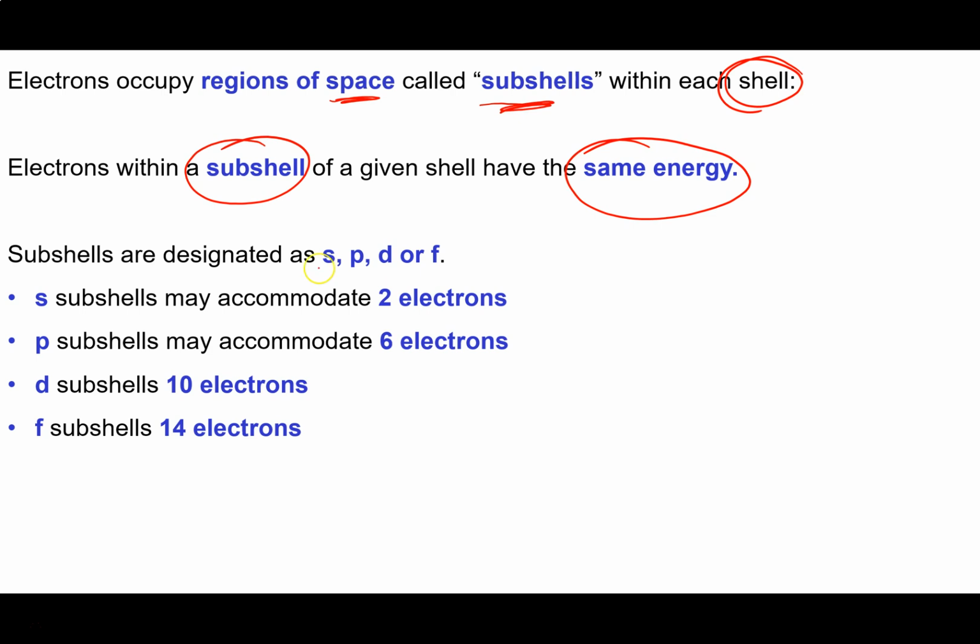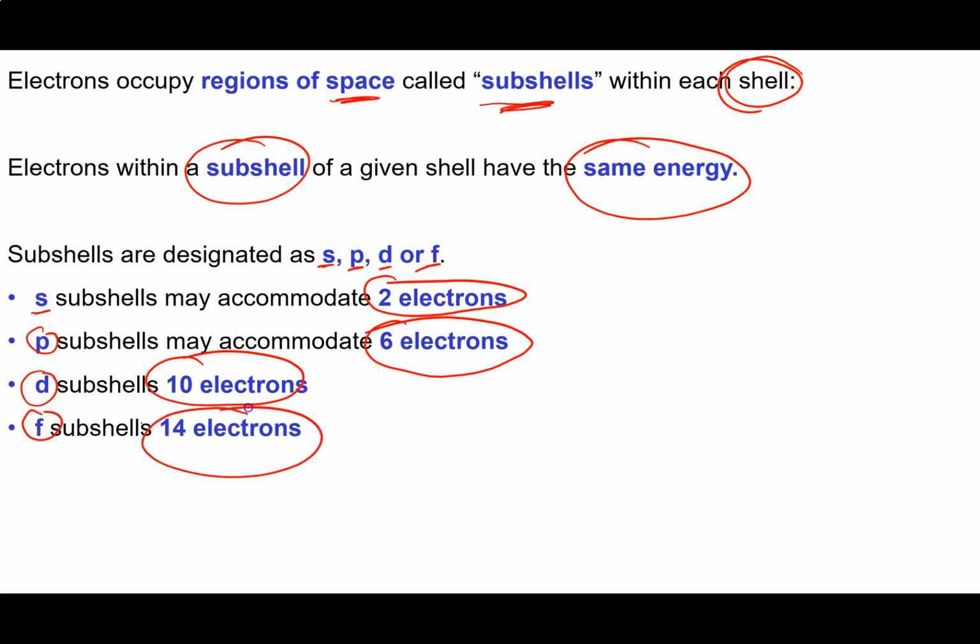And the subshells are of 4 different types. There is s, p, d, and f. And they are increasing in size. s subshells can hold a maximum of 2 electrons. p subshells can hold a maximum of 6 electrons. d subshells can hold a maximum of 10 electrons, and f subshells can hold a maximum of 14 electrons.